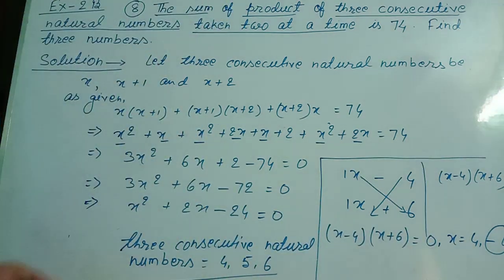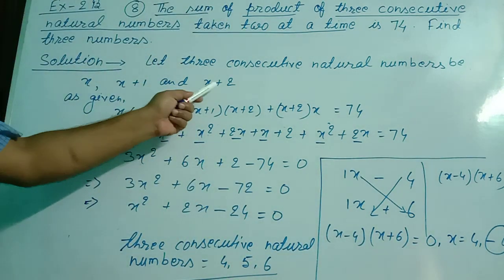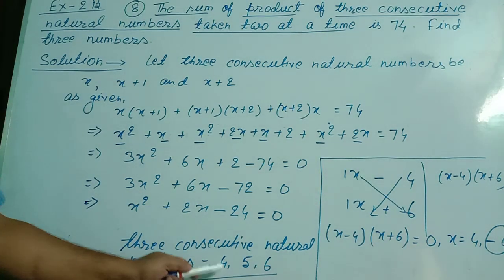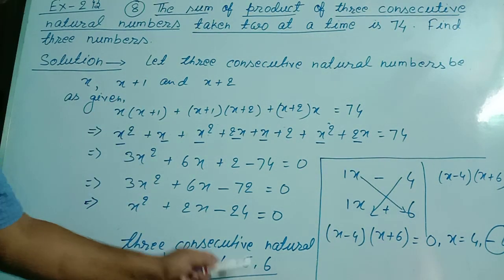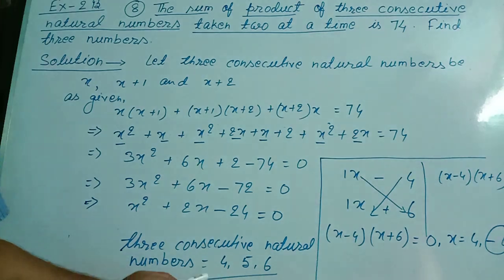Then those three numbers are x, x plus 1, x plus 2, means 4, x plus 1, 4 plus 1, 5, x plus 2, 4 plus 2, 6. These three are consecutive natural numbers.